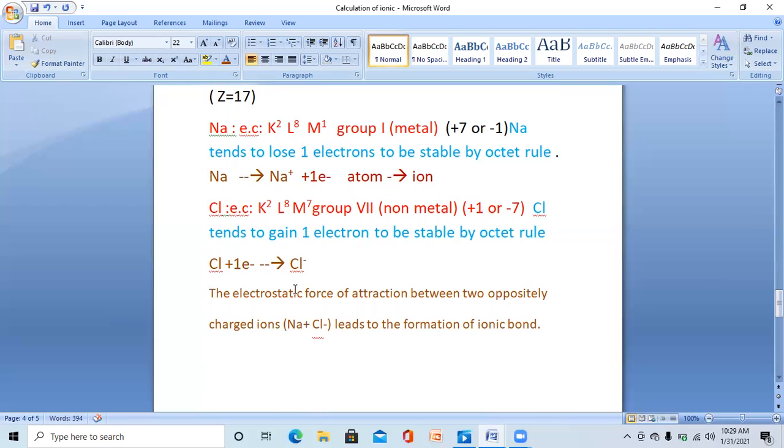So now, since a positively charged ion, Na plus, is forming and a negatively charged ion, Cl minus, is forming, there is an electrostatic force of attraction between them. So the electrostatic force of attraction between two oppositely charged ions, Na plus and Cl minus, leads to the formation of ionic bond.